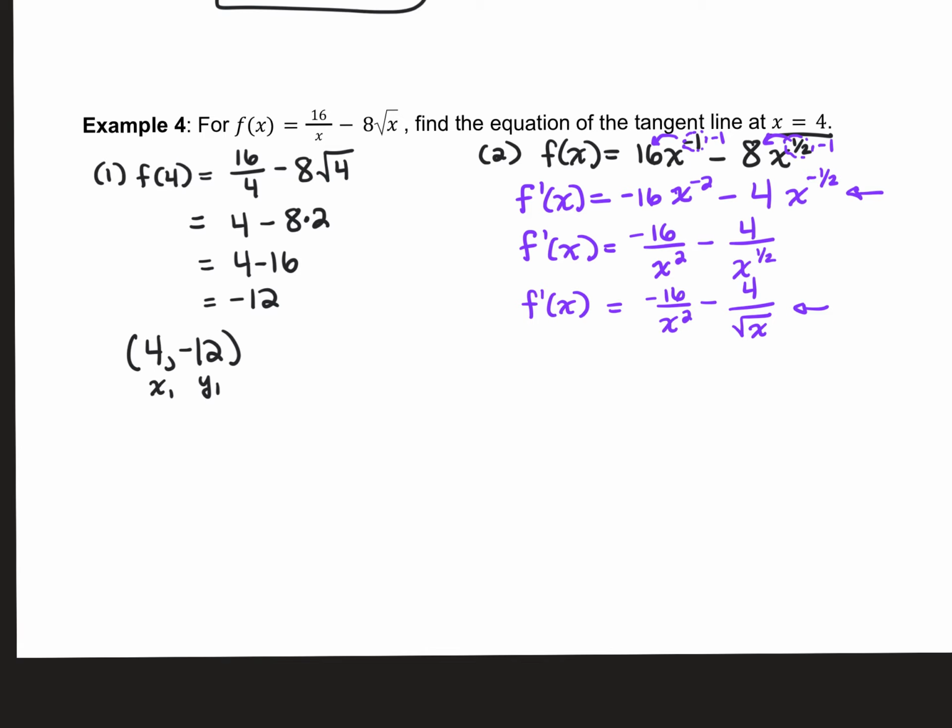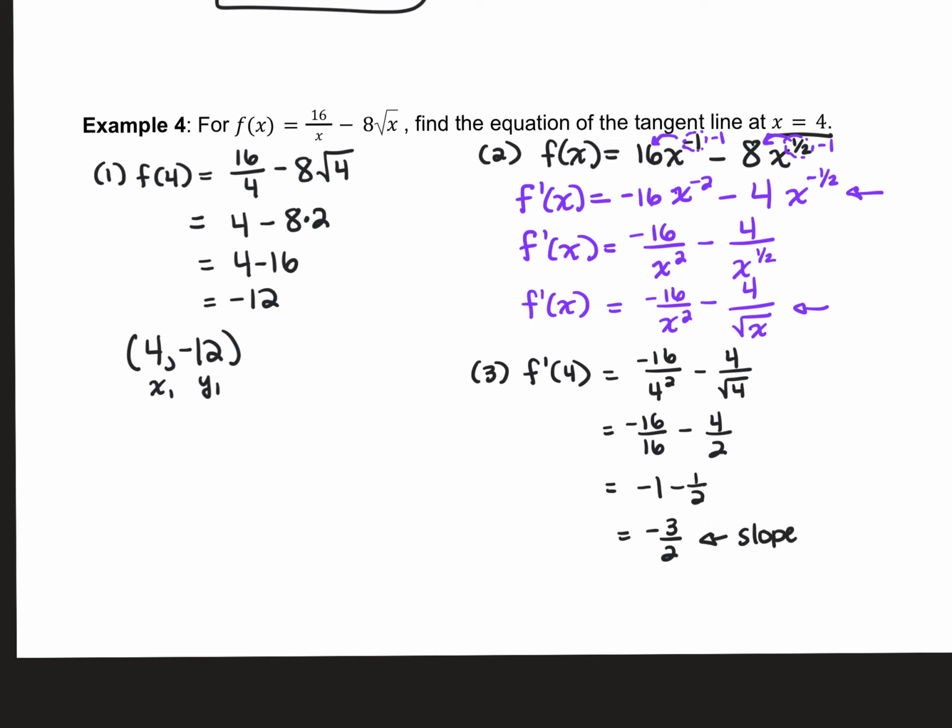So step 3 in our process is to find the slope of the tangent line at the point that we're given. So at x equals 4. So now it just means I'm going to plug in 4 into my derivative. Okay, and then I'm going to evaluate. So I get negative 16 over 16 minus 4 over 2. So that's going to be negative 1 minus 1/2, and we get negative 3/2. So this is your slope of the tangent line at the point 4, negative 12.